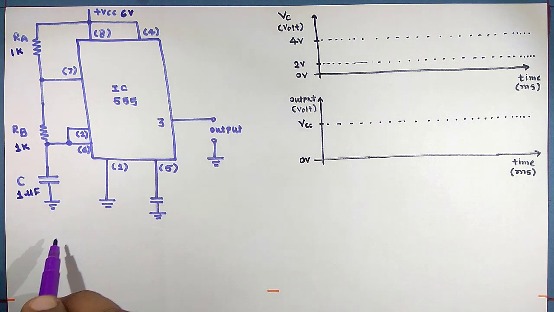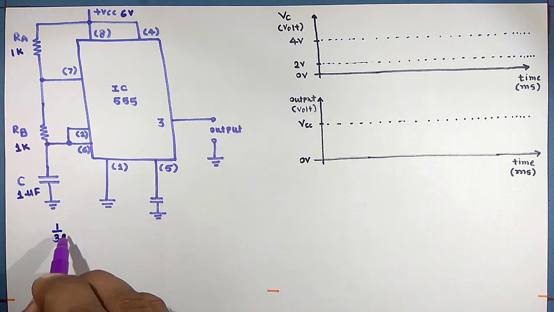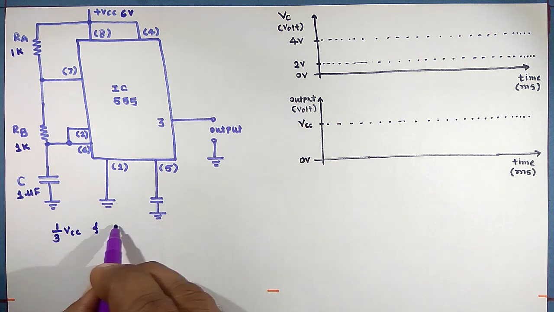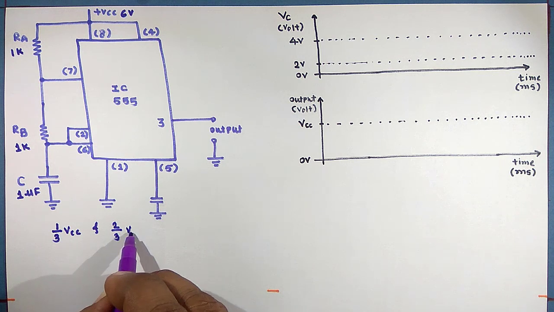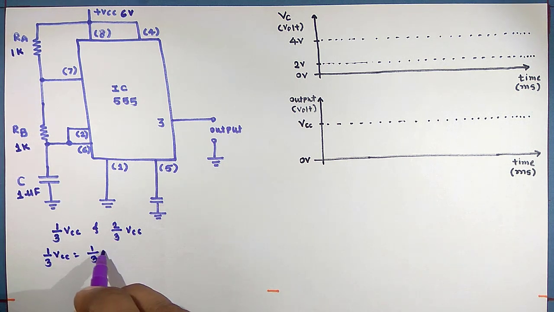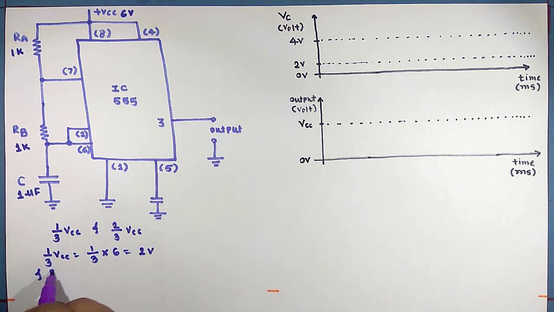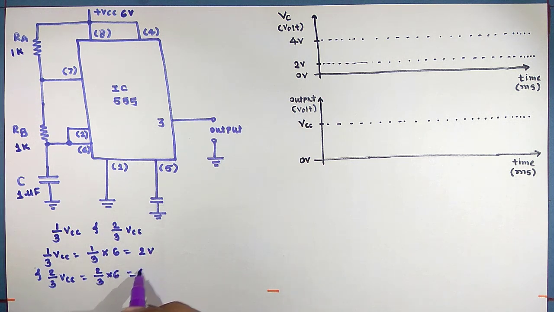As we know, charging and discharging of capacitor takes place in between the voltages 1/3 VCC and 2/3 VCC. So let us calculate these two values. 1/3 VCC is equal to 1/3 into 6, that is equal to 2 volt, and 2/3 VCC is equal to 2 by 3 into 6, that is 4 volt.